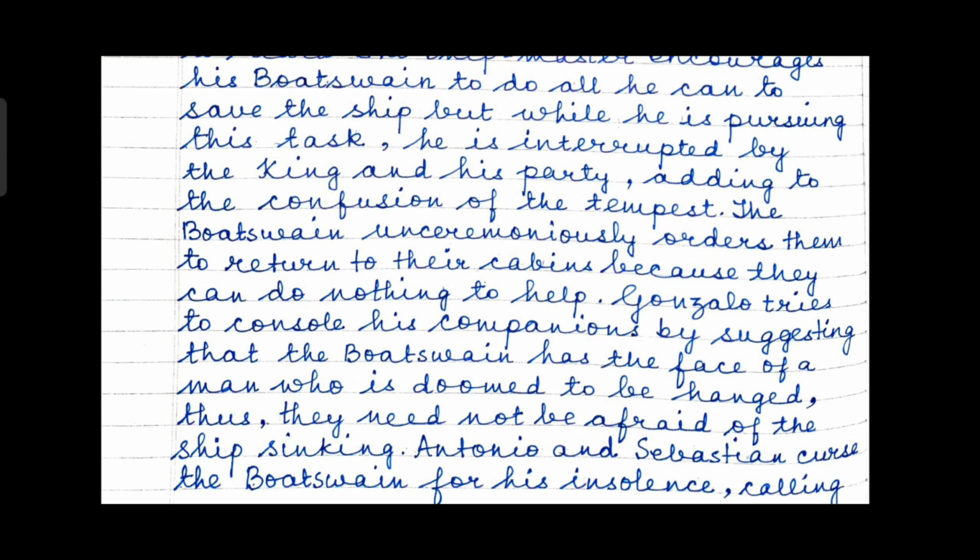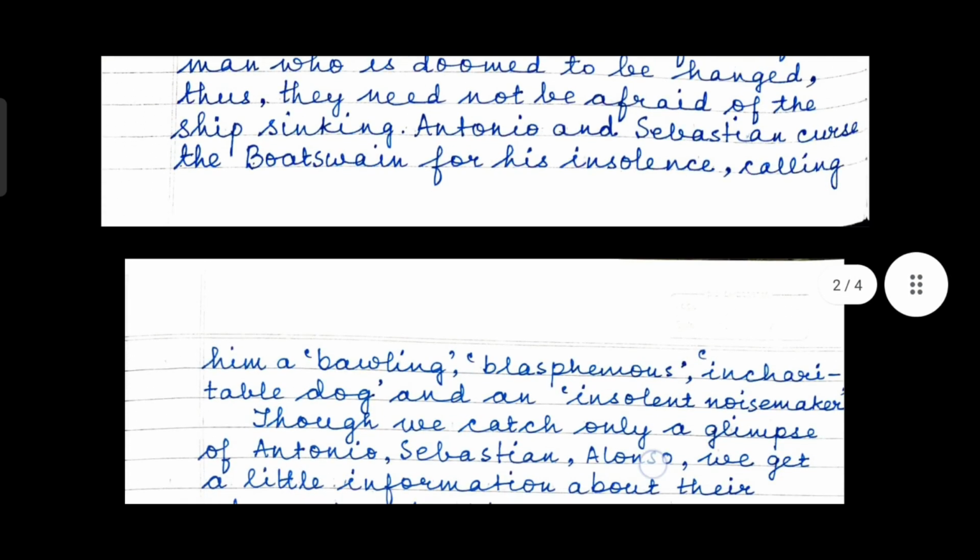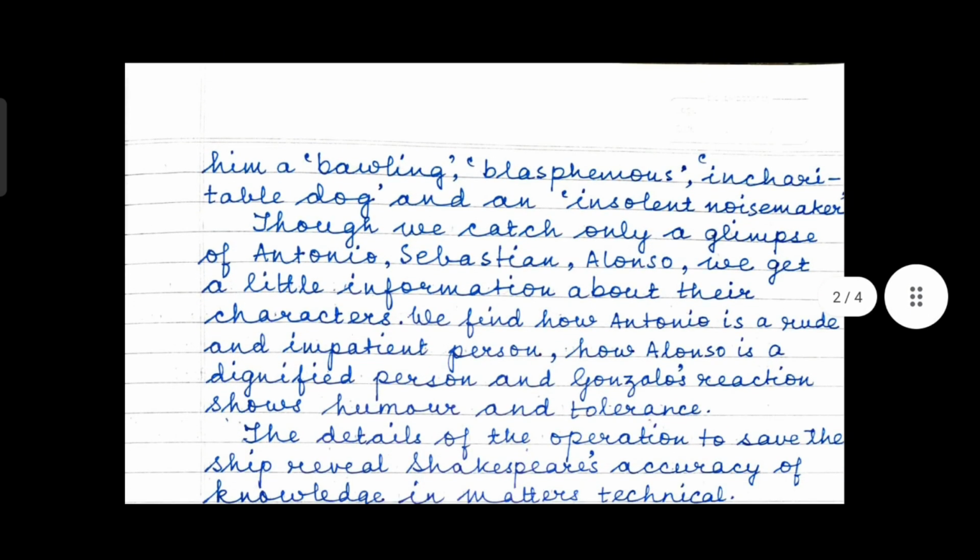Gonzalo tries to console his companions by suggesting that the boatswain has the face of a man who is doomed to be hanged. He is not going to die by drowning, and thus they need not be afraid of the ship sinking. Antonio and Sebastian curse the boatswain for his insolence, for his rude behavior, calling him a bawling, blasphemous, incharitable dog and an insolent noisemaker.